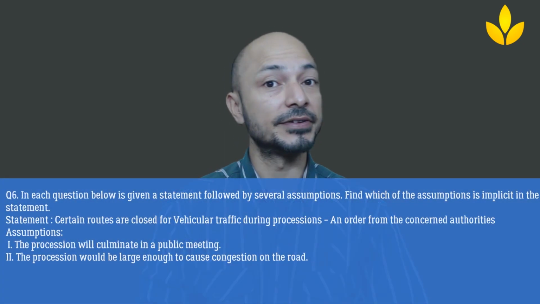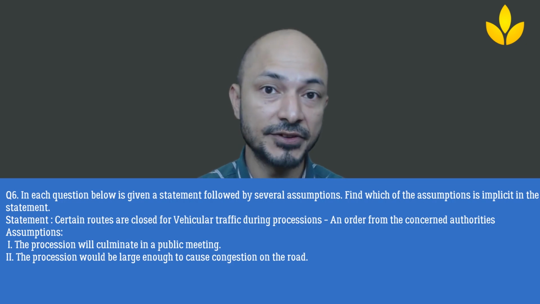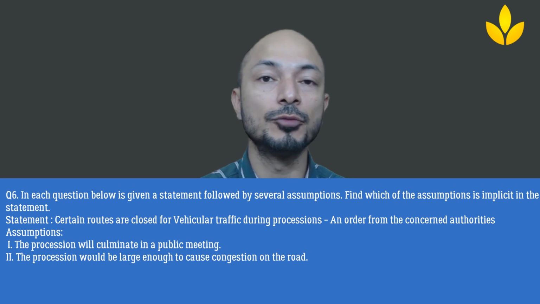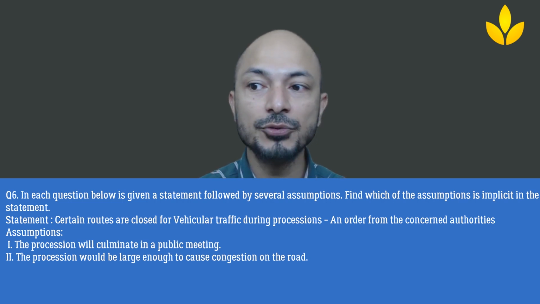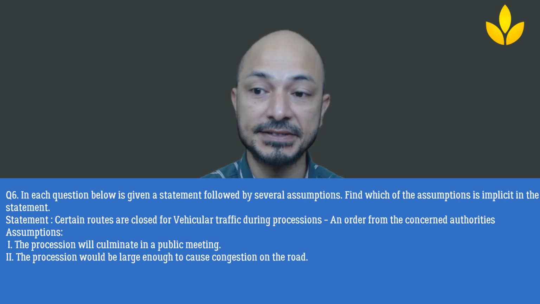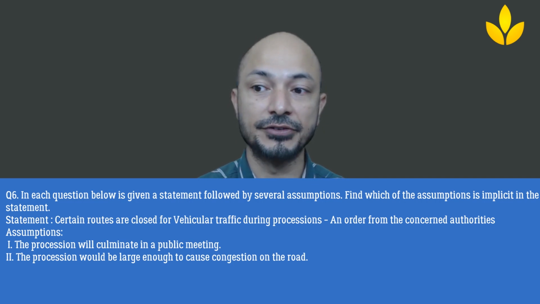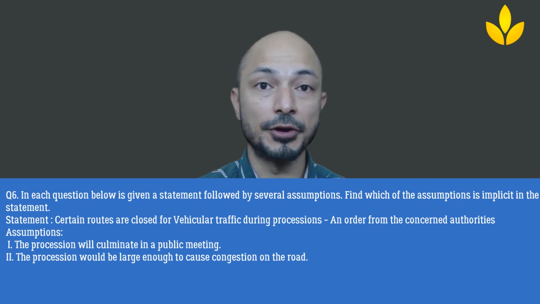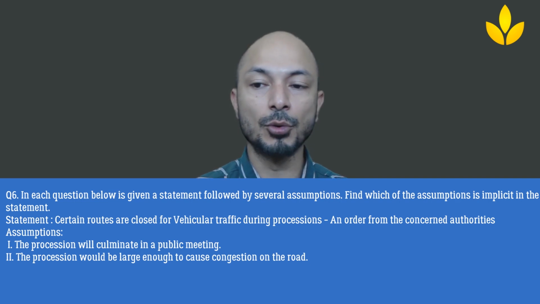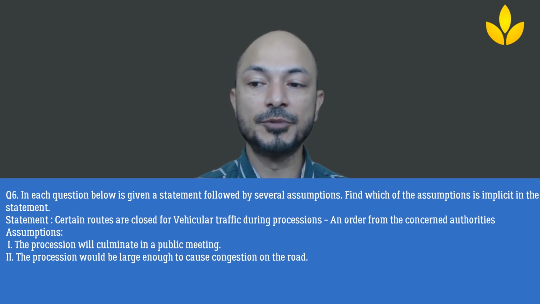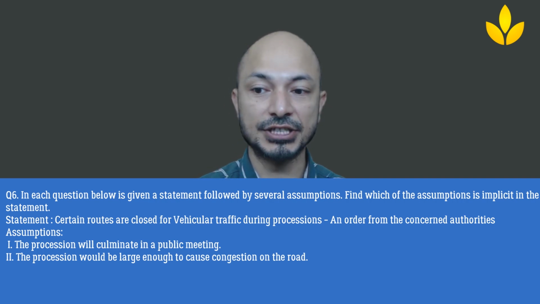We are here with question number 6 of the verbal section in the Wipro patent papers, and it's a question of sentence inference. It reads, in each question below is given a statement followed by several assumptions. Find which of the assumptions is implicit in the statement. The statement is, certain routes are closed for vehicular traffic during processions, an order from the concerned authorities. The assumptions given are 1, the procession will culminate in a public meeting, and 2, the procession would be large enough to cause congestion on the road.